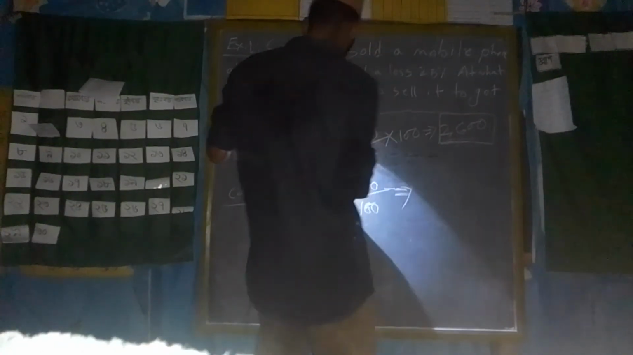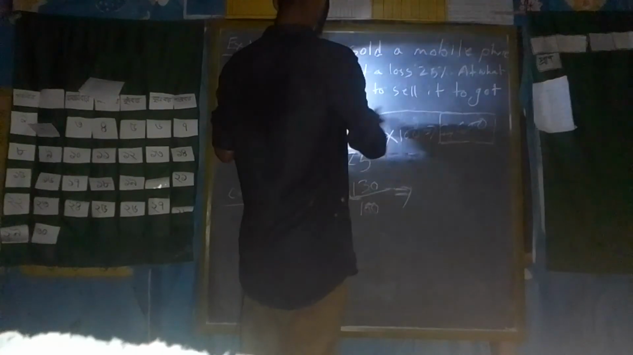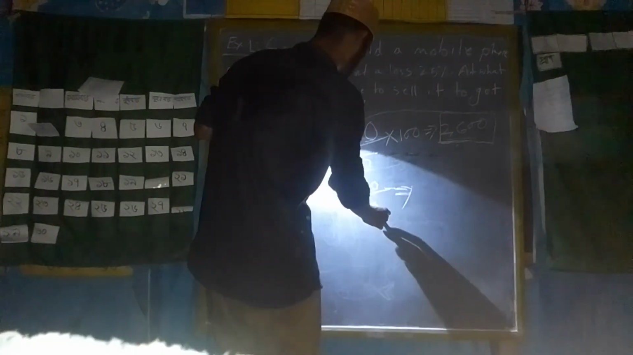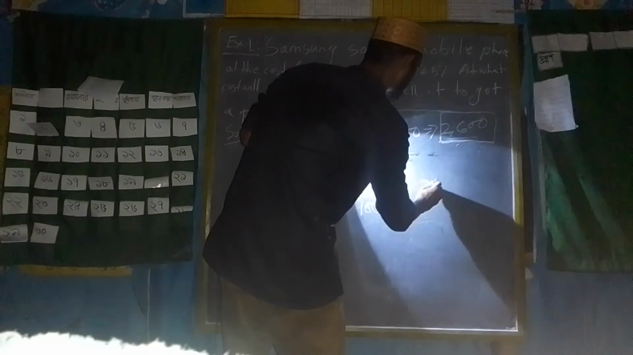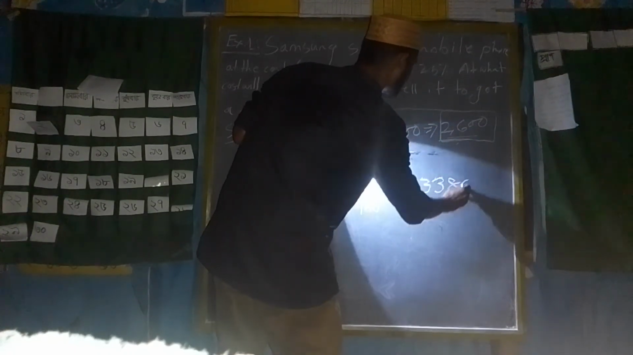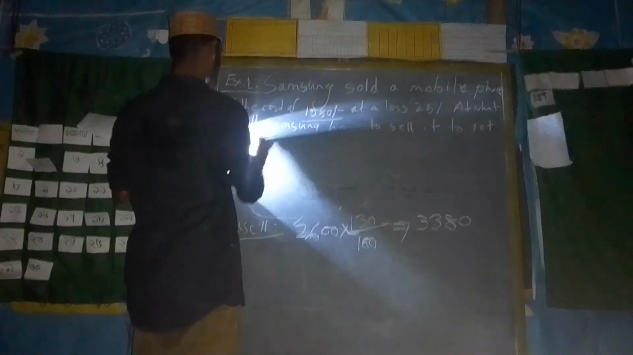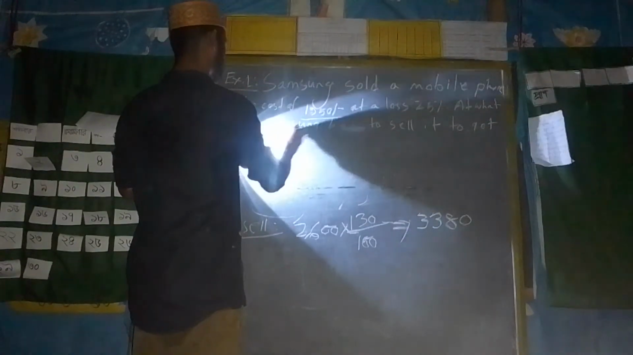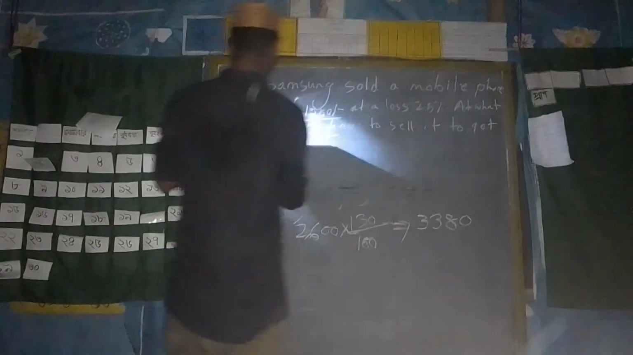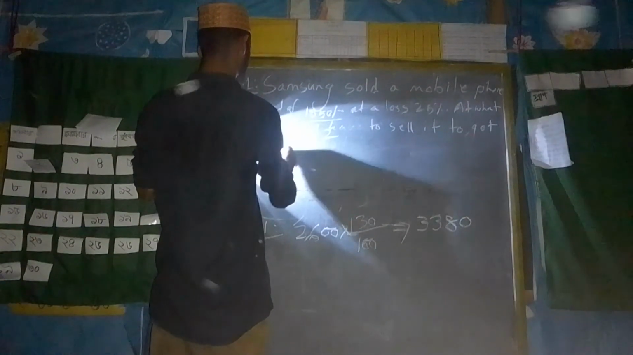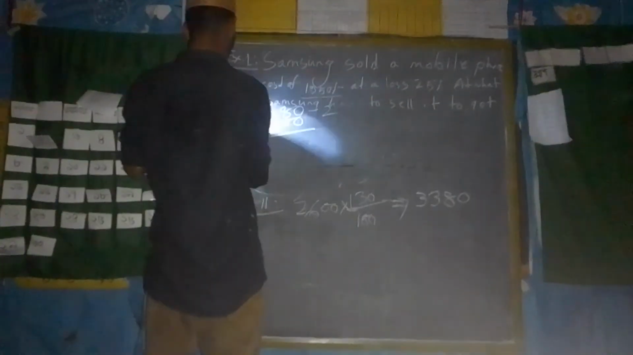So how much did we get? 3380. Okay. Now our result will be 2600 into 130%, that means 30% profit, that means 130 divided by 100, which is 3380 taka. So check this number: 3380 minus 2600.